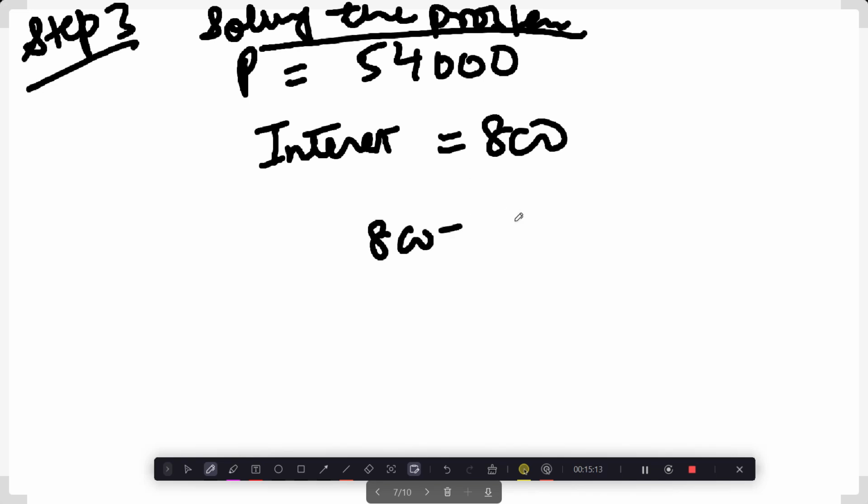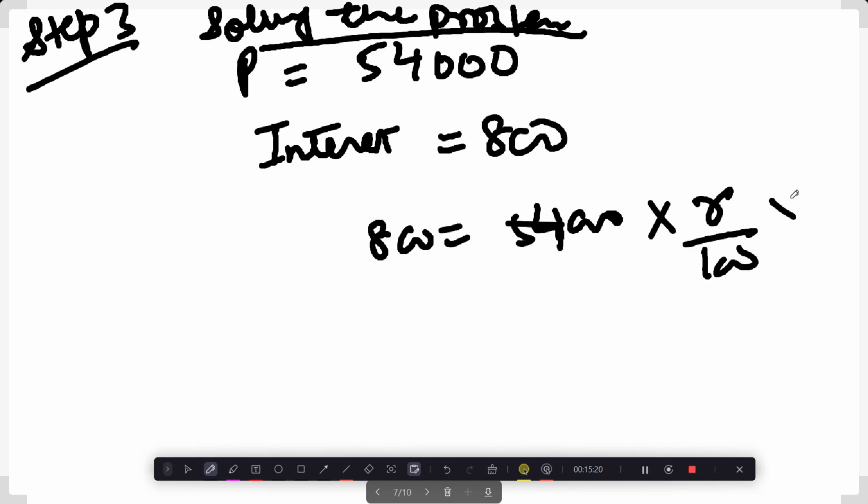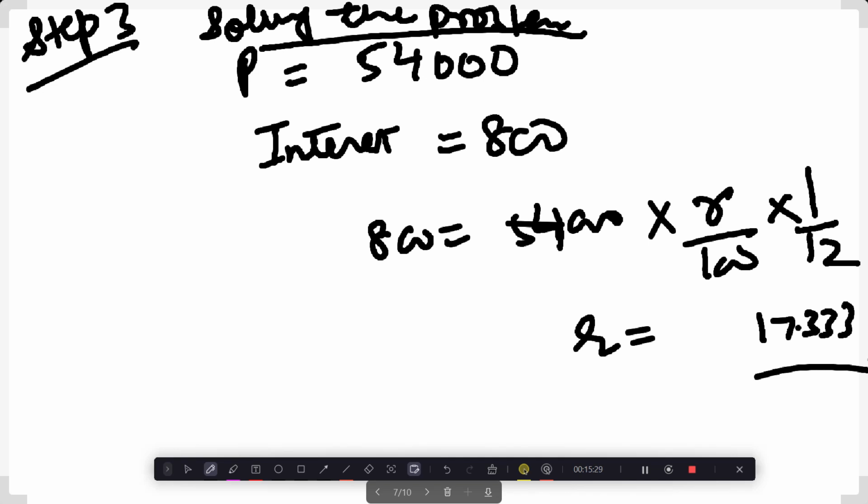So 800 is equal to 54,000 into R by 100. एक ही महीने का प्रिंसिपल है, which is this. So rate comes upon 17.333 something, right? ऐसा कुछ आ रहा है. 160 डिवाइड बाई 9 आ रहा है बेसिकली. यहाँ पे 160 डिवाइड बाई 9 आ रहा है. So 9 ones are 9, 70, okay, sorry. So that's the answer.